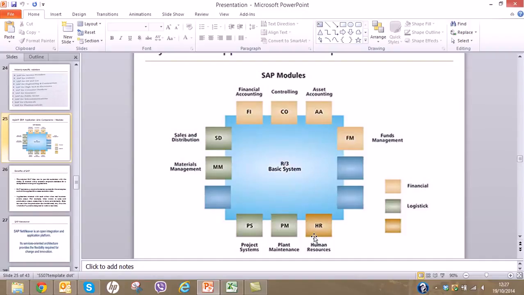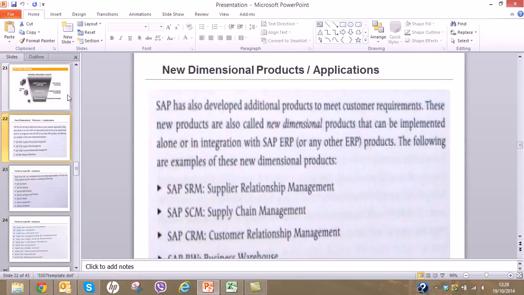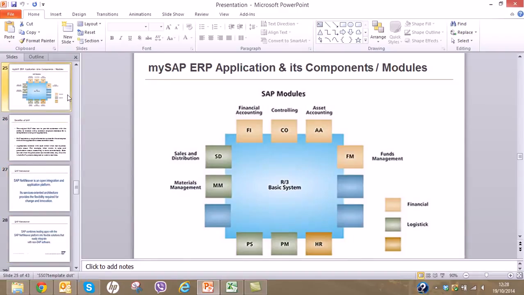I believe that students always get confused when they come to know different names like SCM, SRM, and they always ask the question, what are they? Yesterday I showed you the products of SAP: new dimensional products, industry specific solutions. And today I'm telling you about the system which we are using, what is inside this system. SAP ERP is the name of the software which is normally used by companies, and which we will be using for our training.